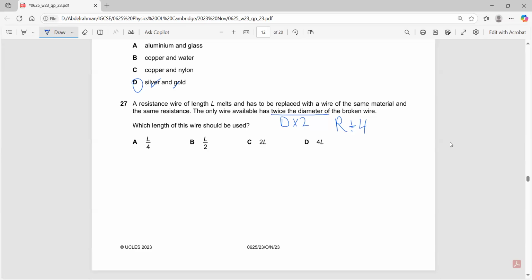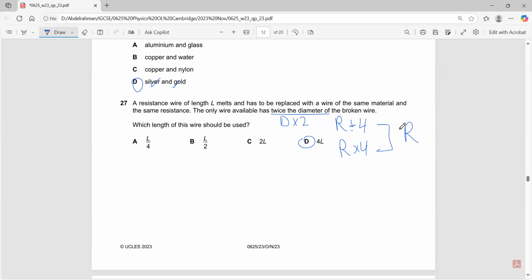What should you do to the length? I should increase it. By how much? By 4 times. You should multiply the length by 4. Why? Because if you increase the length by 4, the resistance will be multiplied by 4. So as you multiply by 4 and divide by 4, you'd have the same final resistance R. Okay? Okay.